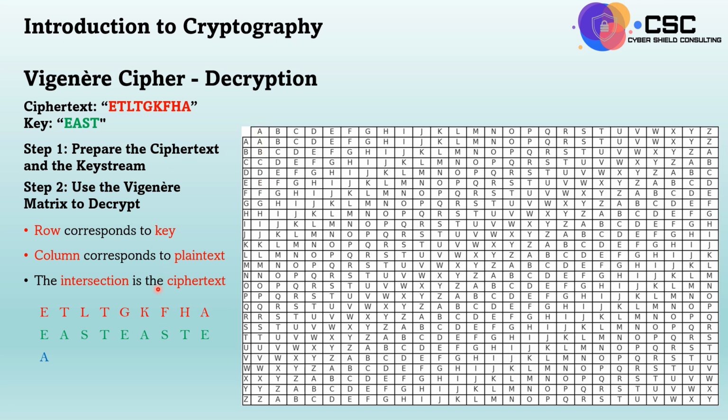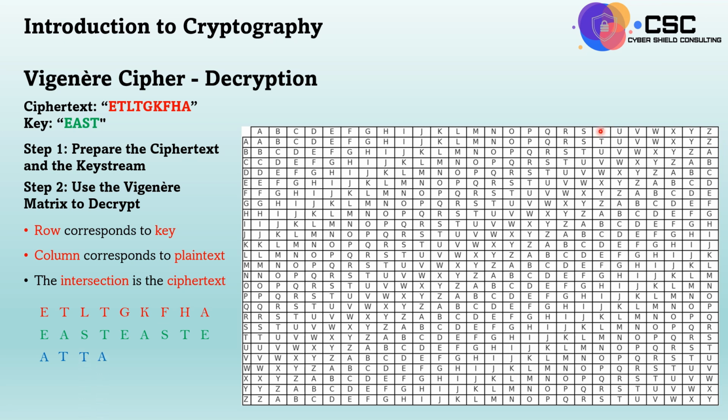Then I take another example just to make it clear. If I look at TA, A is the key, so it's all about the key here. I look at the row of A, and then I find the ciphertext T. Which column is it in? Column T. So T is my plain text. Remember, the column corresponds to the plain text. Let's do LS. S is the key, so I go to row S and find L in this row. L is in which column? It's in column T. So in this case, my plain text is T, and so on.